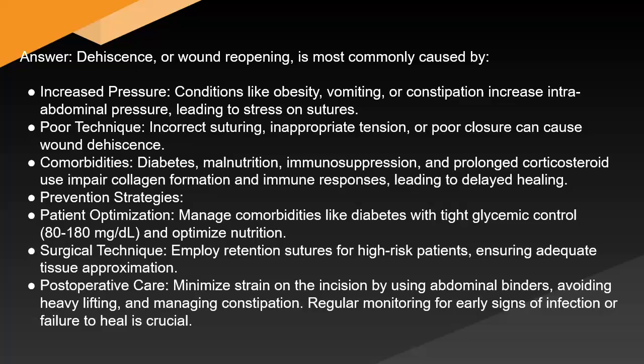Prevention strategies: patient optimization. Manage comorbidities like diabetes with tight glycemic control, and optimized nutrition. Surgical technique: employ retention sutures for high-risk patients, ensuring adequate tissue approximation. Postoperative care: minimize strain on the incision by using abdominal binders, avoiding heavy lifting, and managing constipation. Regular monitoring for early signs of infection or failure to heal is crucial.